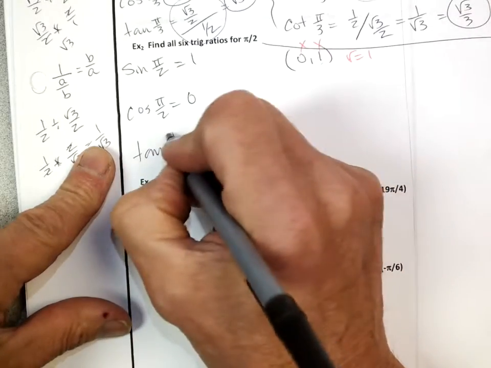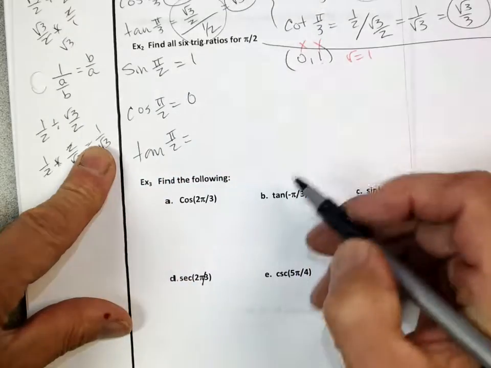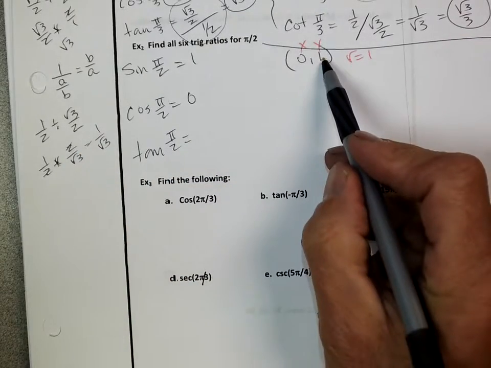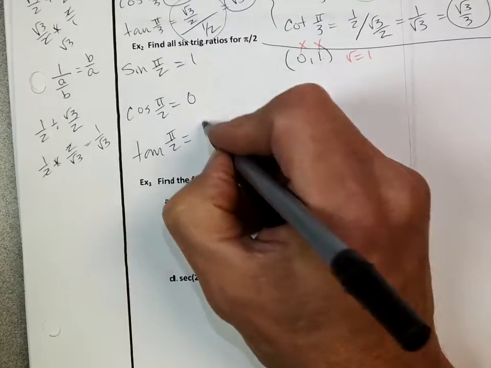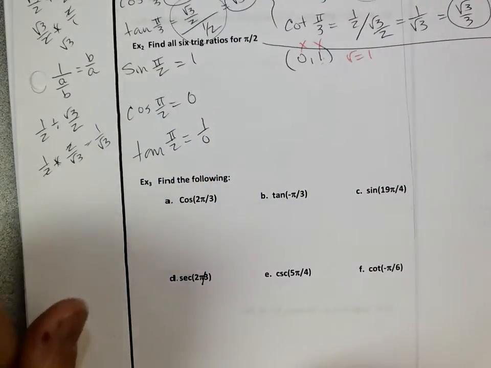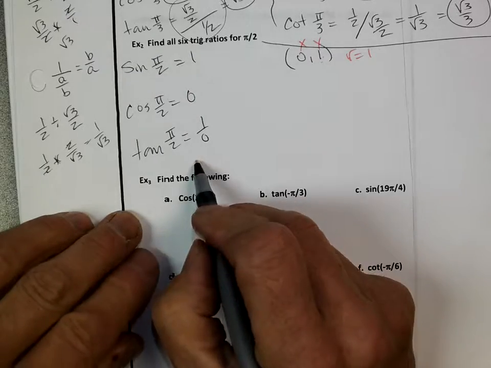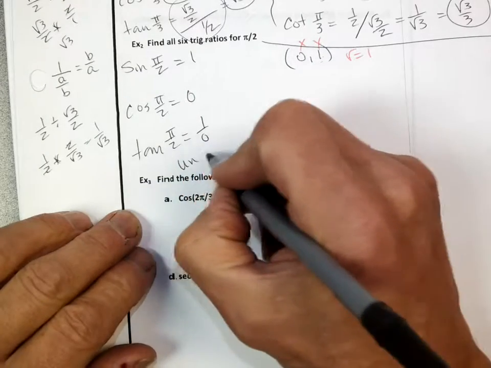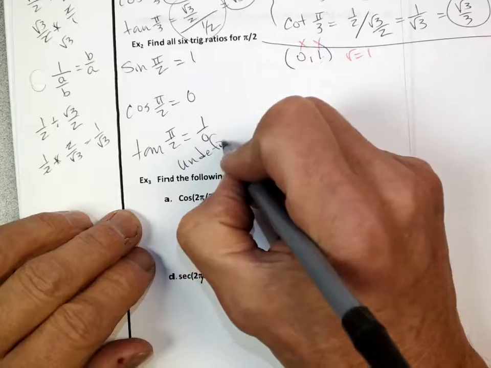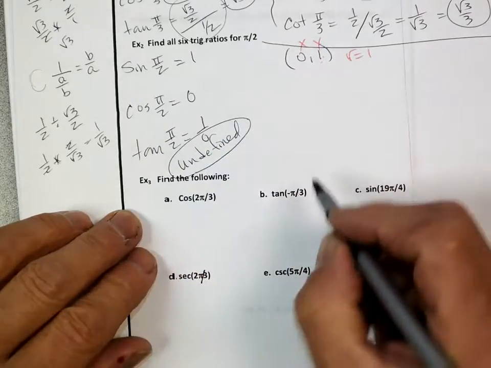Tangent of pi halves is equal to the y over the x. The y over the x, 1 over 0. That's bad. That's very, very bad. So what's this answer going to be? Undefined. Undefined. Very good. Undefined is correct. Okay?